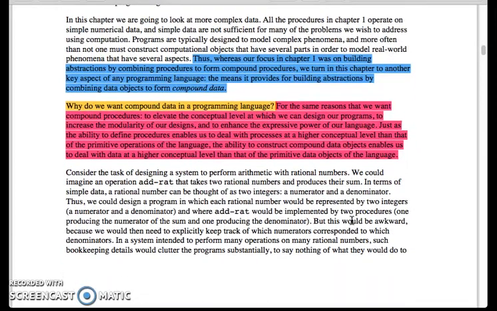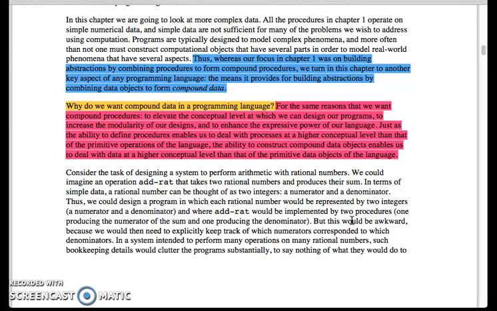In this chapter, we are going to look at more complex data. All the procedures in Chapter 1 operate on simple numerical data. The simple data are not sufficient for many of the problems we wish to address using computation. Programs are typically designed to model complex phenomena, and more often than not, one must construct computational objects that have several parts in order to model real-world phenomena that have several aspects.